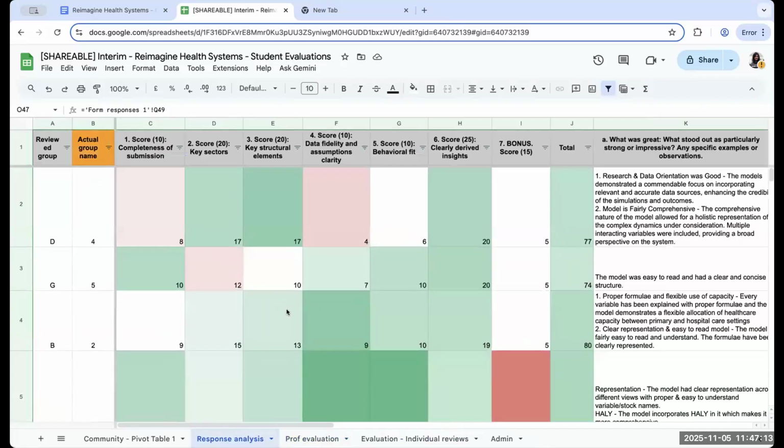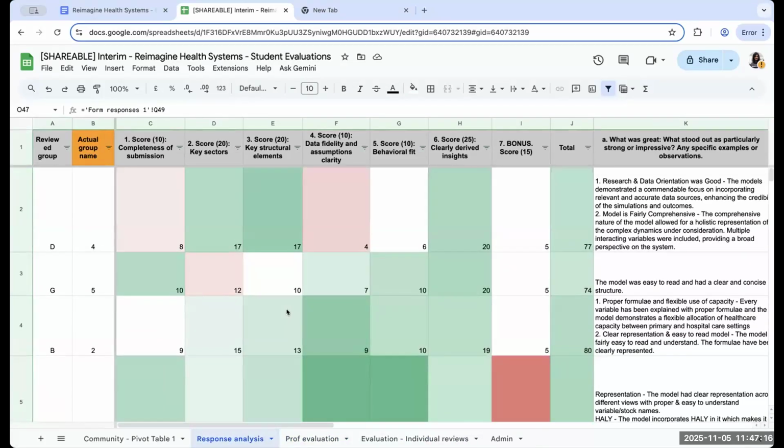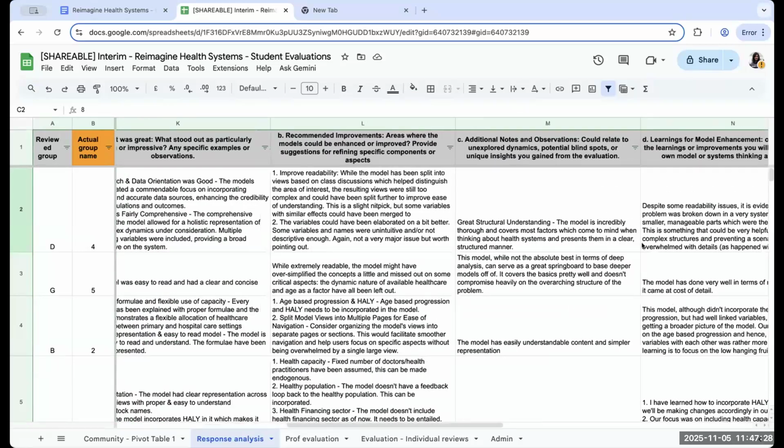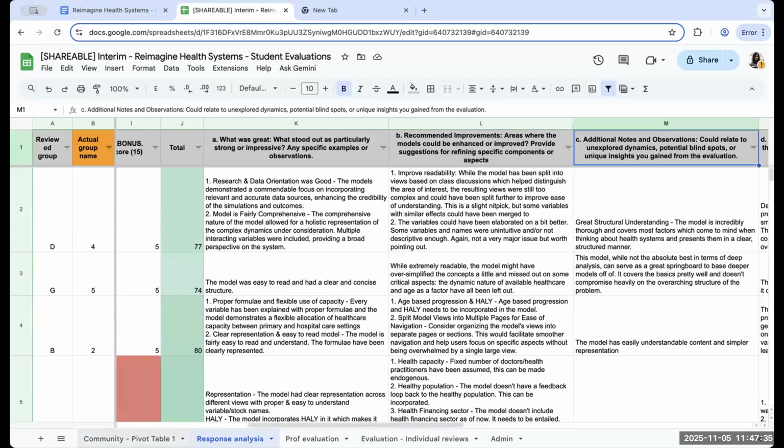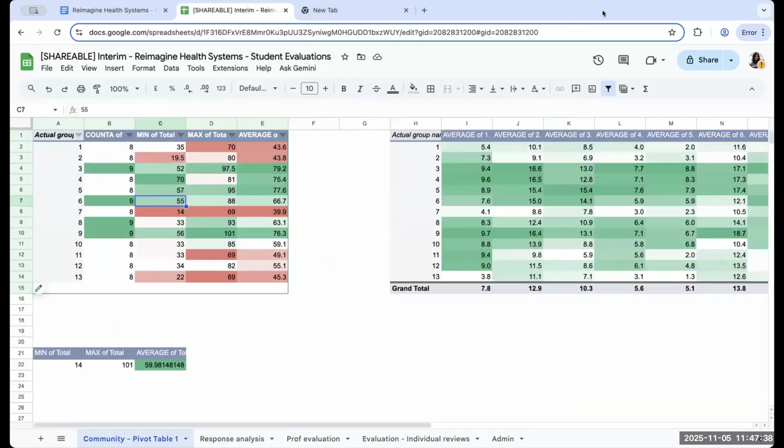Okay. So this is what the response form looks like on the backend side. People have given numerical scores, and then there's a lot of qualitative detail with respect to what was great, additional notes and observations, etc. And then I just ran a pivot table to look at, is there enough consensus in the feedback that different people have for certain groups?